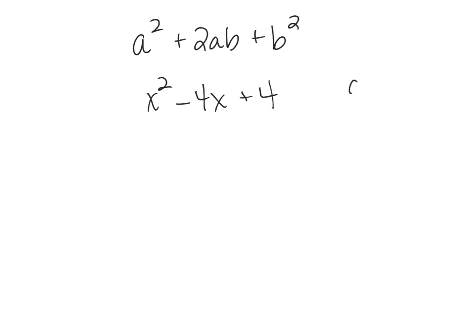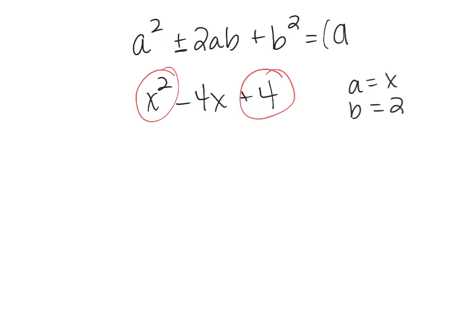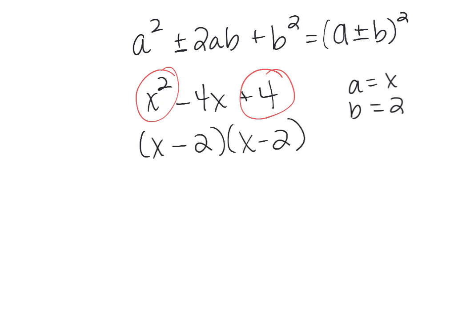But here we notice that if our A is x and our B is 2, and I'm getting that from these last terms, taking their square roots, then 2 times AB would be 4x, and this will work. It doesn't matter if it's plus or minus, this will both work. And the pattern is that this will become (A plus or minus B) squared. So in this case, since we have x squared minus the 2x times 2, and then the 2 squared, this will factor to simply (x minus 2) squared.